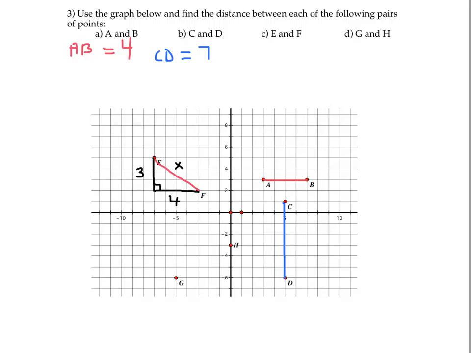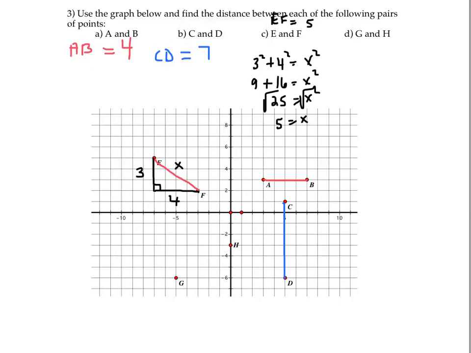So according to the Pythagorean theorem, we would do 3 squared plus 4 squared is equal to x squared. 3 squared is 9. 4 squared is 16, and when you add them together, we get 25. Okay, 25 equals x squared, so take the square root of both sides, and we get x equals 5. So the length, or the distance between points E and F, is equal to 5.